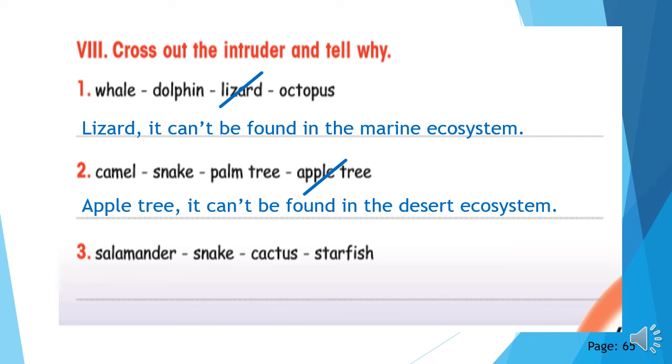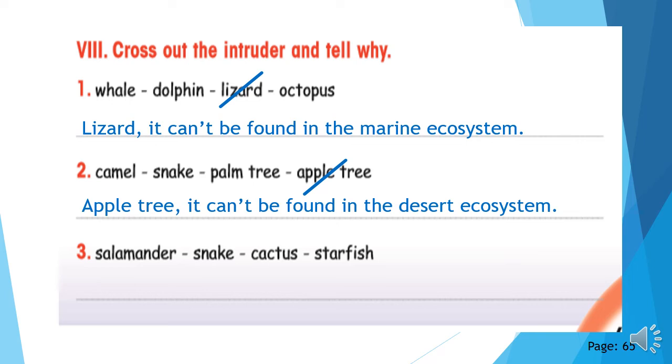The last exercise, the last example, we have salamander, snake, cactus, and starfish. As we see, salamander can be found in forest or in desert. So snake also in forest or in desert. Cactus in desert ecosystem. So these three examples can be found in desert ecosystem. While starfish can live only in marine ecosystem.